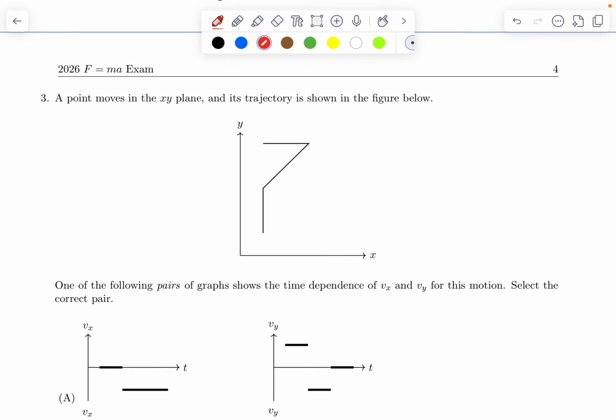Hello everyone, today I'll be going over the 2026 F equals MA exam problem 3. So let's start by reading the problem. A point moves in the XY plane and its trajectory is shown in the figure below. One of the following pairs of graphs shows the time dependence of Vx and Vy for this motion. Select the correct pair.